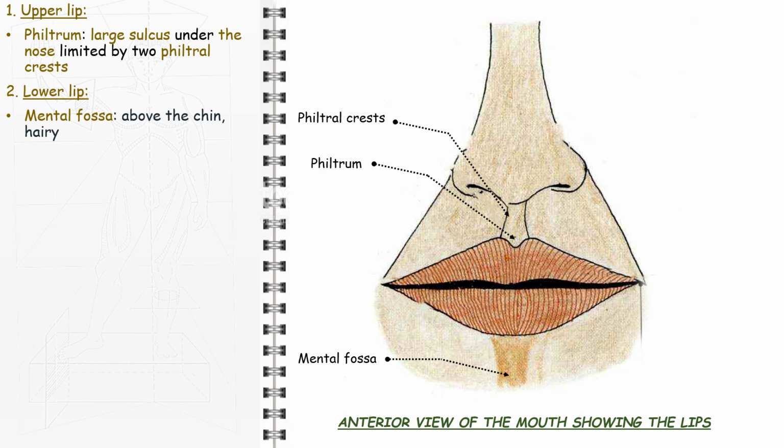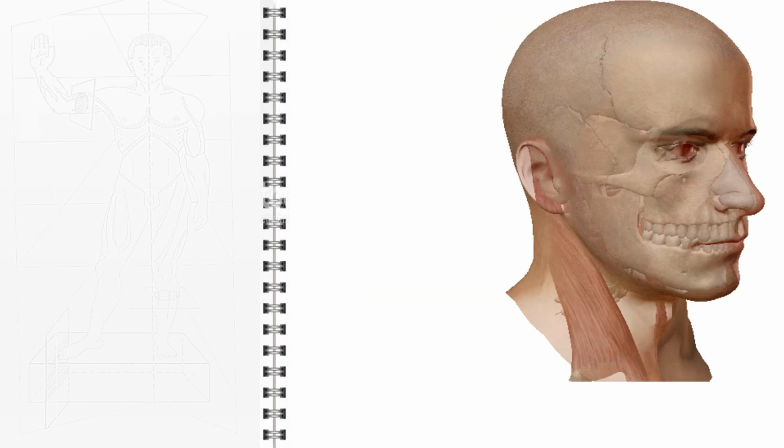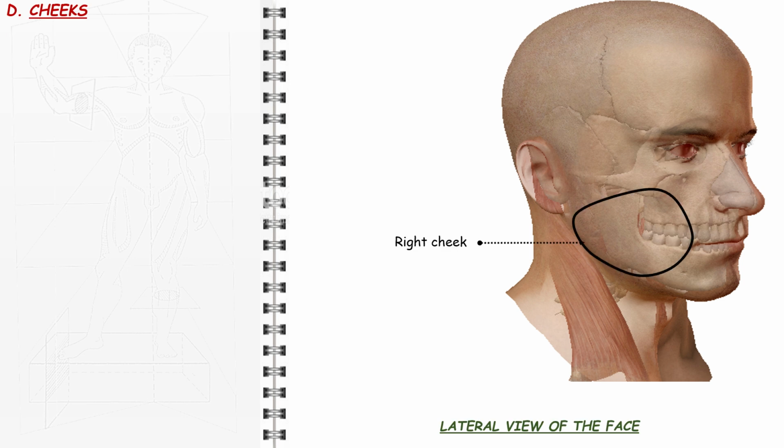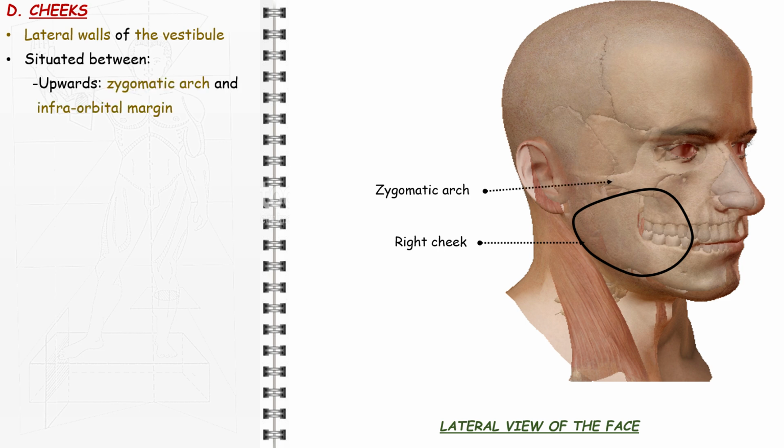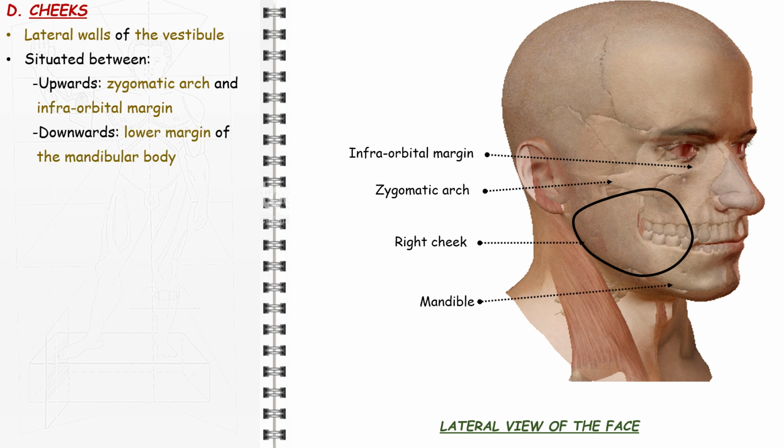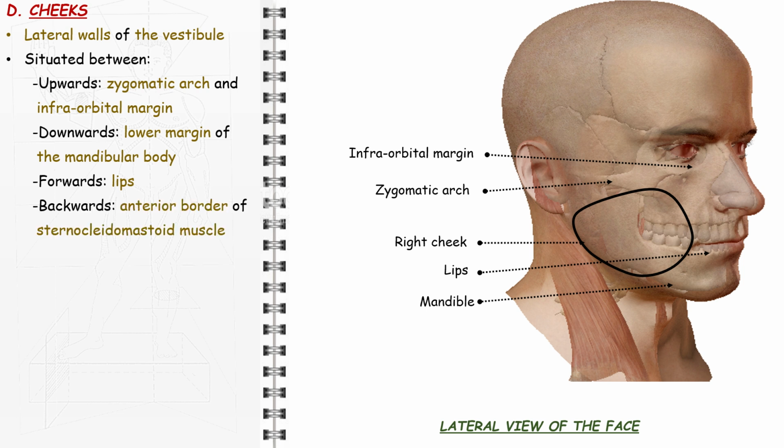The mucous part of the lips is the vermilion. It is pinkish on fair skin and brownish on black skin. The cutaneomucous junction is the vermilion border. The internal surface of the lips constitutes the external boundary of the vestibule of the mouth and is connected to the gingiva by the labial frenulum. The cheeks constitute the lateral walls of the vestibule, situated between, upwards, the zygomatic arch and the infraorbital margin, downwards, the lower margin of the mandibular body, forwards, the lips, and, backwards, the anterior border of sternocleidomastoid muscle.